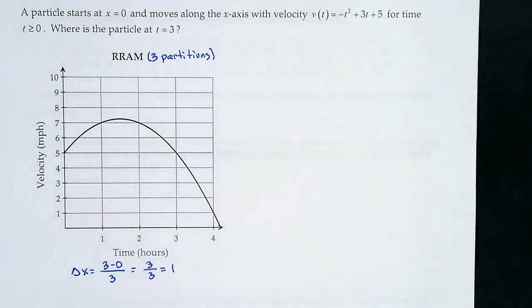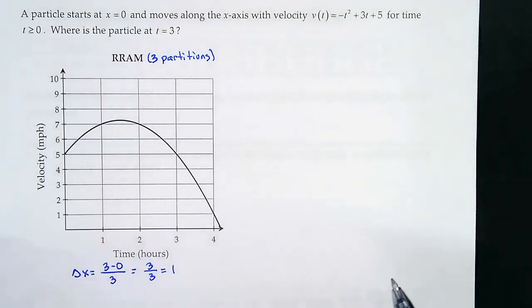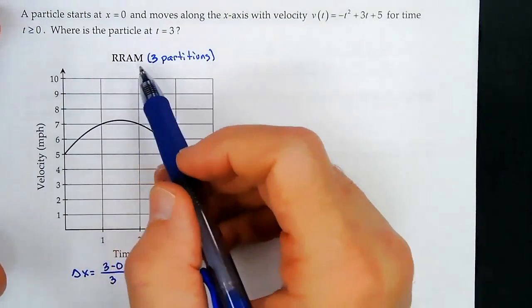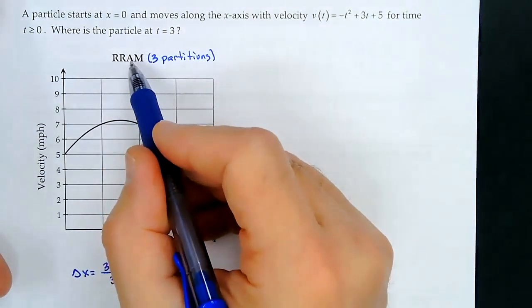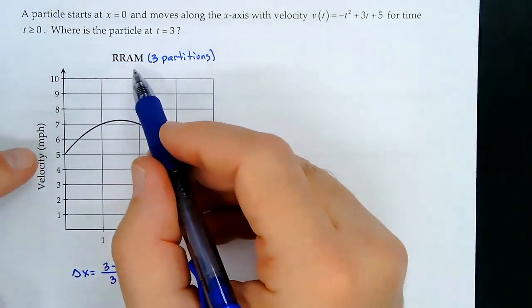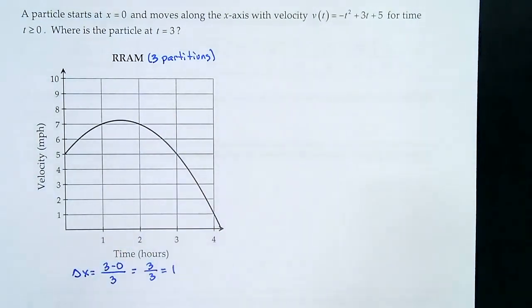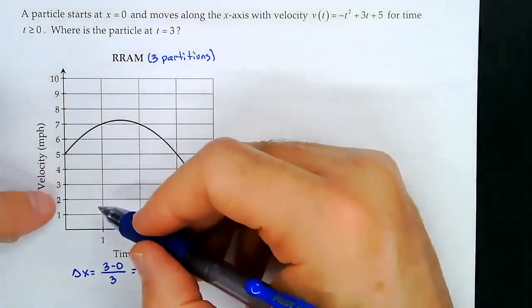So my rectangles are going to go up. The first rectangle I'm going to draw is from 0 to 1, and then from 1 to 2, and then from 2 to 3. Now, this is RRAM, right? So that stands for right rectangular approximation method. And so with LRAM we used the left side of the rectangle to find the height of the rectangle. This time we're going to use the right side of the rectangle.